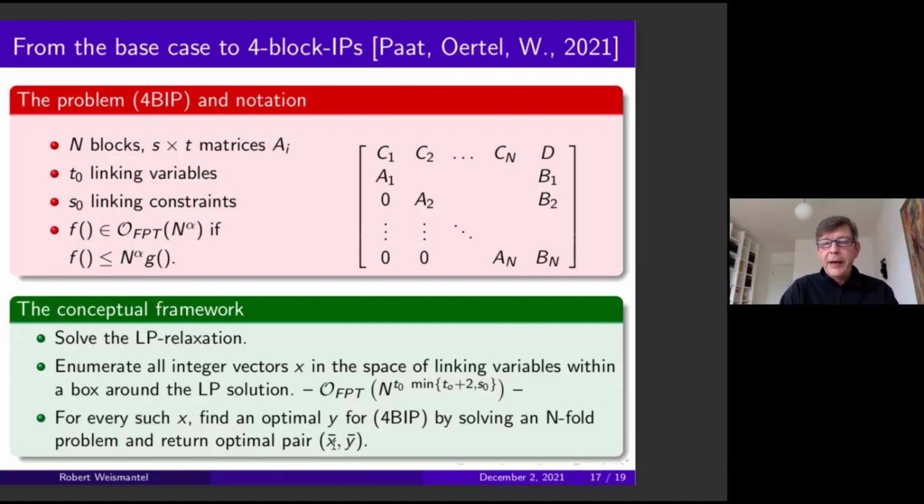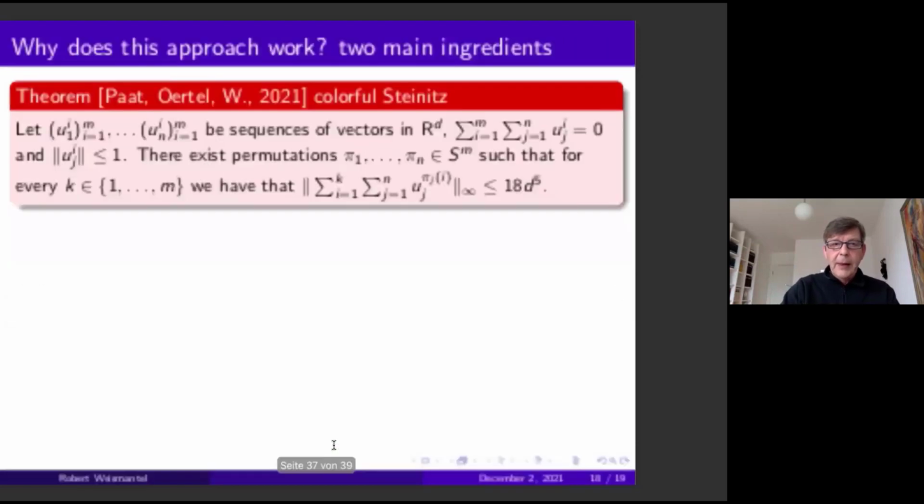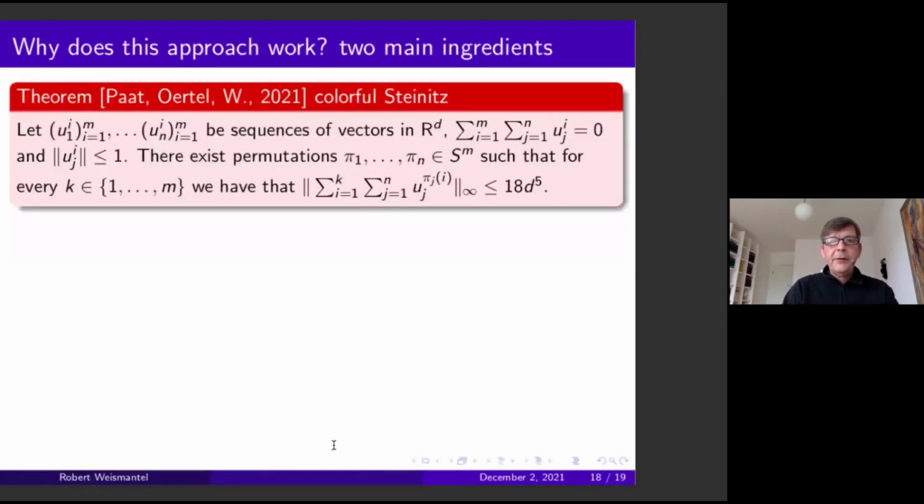And how the heck can we get to a minimum in the exponent of T0 plus 2 and S0? Well, this is where we need an extension of this beautiful Steinitz theorem. And the extension is now an extension to multiple sequences. So the key engine here is, if you now take n sequences, each sequence consists of m elements, ui, in a space Rd.